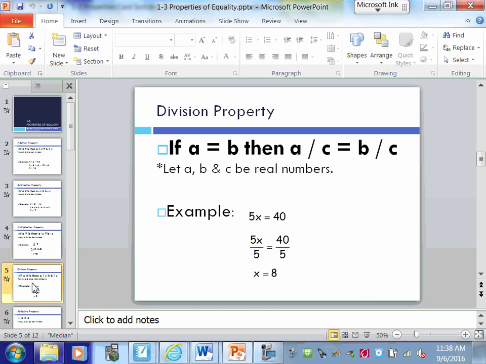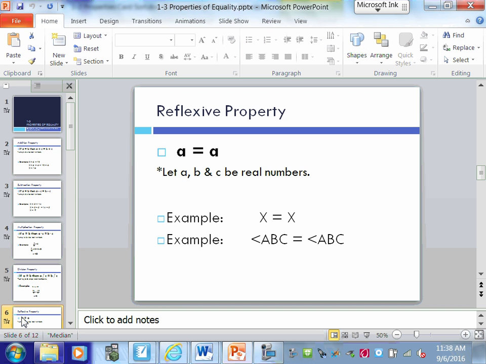Reflexive, symmetric, and so on. Reflexive is like a mirror, right? You look in the mirror, and you see yourself reflected back. So the reflexive property is A equals A. Sine of X equals sine of X. The square root of 2 equals the square root of 2. Well, these are all angles, so it says angle ABC equals angle ABC.